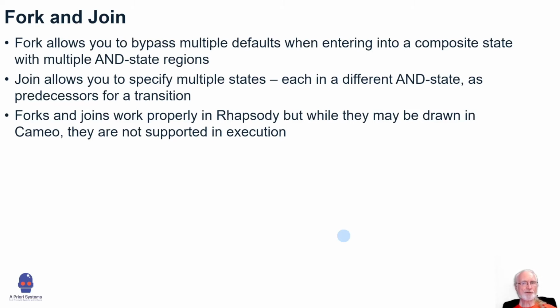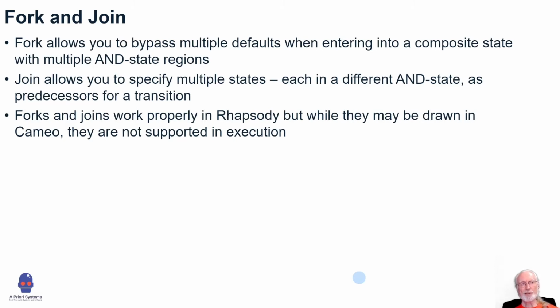Join is on the other side of that. If you have a transition exiting a composite state, regardless of what combination of nested states, it'll exit that composite state. What if you only want to take a transition if some set of different states, each in a different AND state, is true, these predecessor states? Then you can use a join for that.